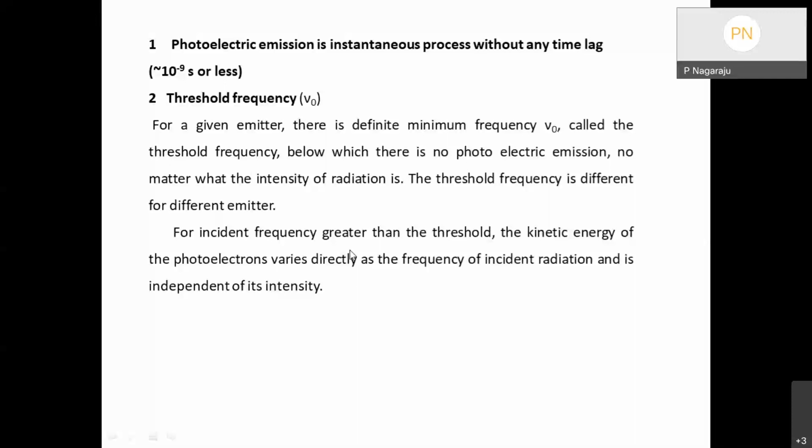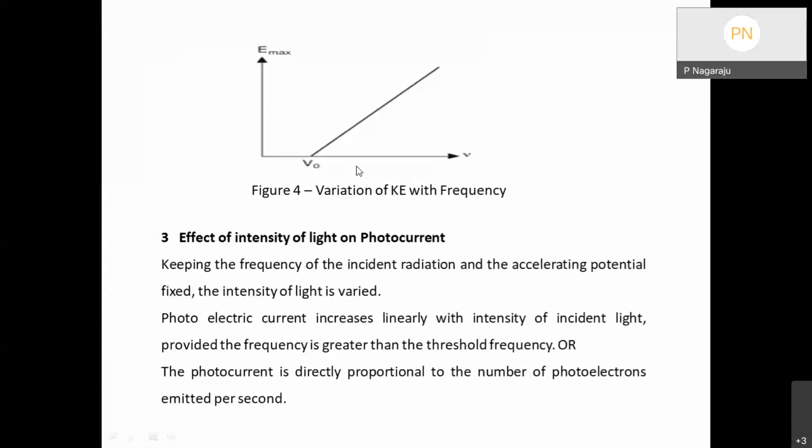For incident frequency greater than the threshold, as I have already mentioned, the kinetic energy of the photoelectrons varies directly as the frequency of the incident radiation, but it is independent of intensity. You can see in this graph, this is nu naught, which is the threshold frequency, and this is the energy. In other words, it is the kinetic energy, that is the energy with which the photoelectrons are emitted. As the frequency increases, the kinetic energy increases linearly. That is what you can see.